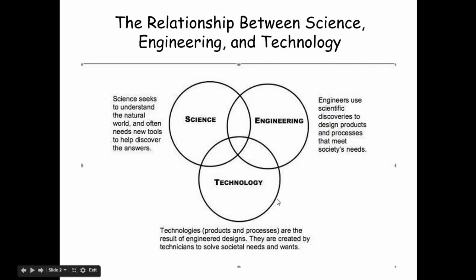The third part of our equation is technology. Technologies, or products and processes, are the result of engineered designs. They are created by technicians to solve societal needs and wants. So you can see that science is related to engineering, okay, because it uses new tools. Engineers use scientific discoveries to design products, which are technology. Technologies are the result of engineering, and they create solutions to the needs that science and society has. So they're all interrelated.